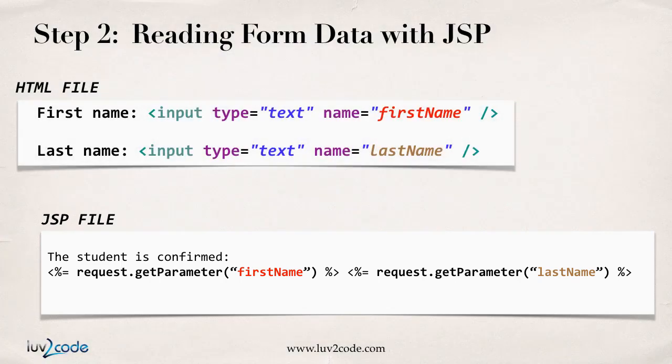So we read the form data by saying request.getParameter, and we give that form field name, firstName. And then to read the last name, I do a similar thing, request.getParameter, lastName. And we place all that inside of a JSP expression with the angle bracket % with the equal symbol. And that will allow us to read the form data in JSP.